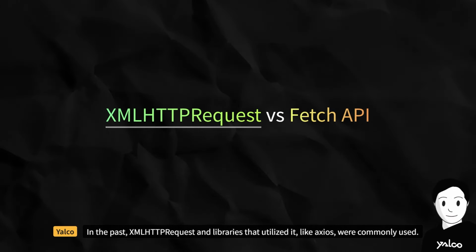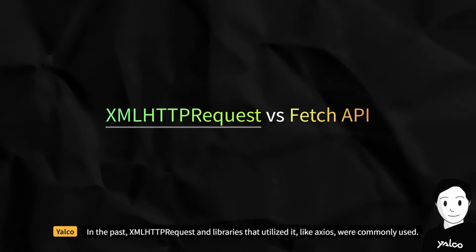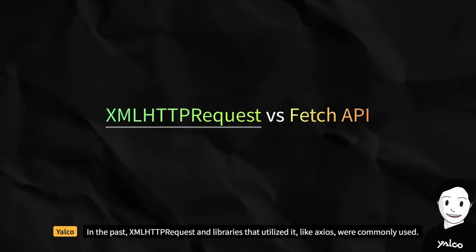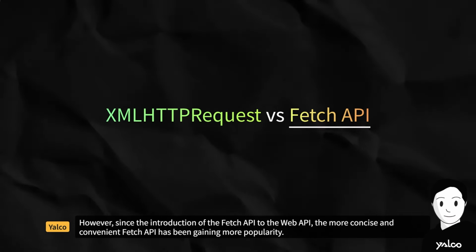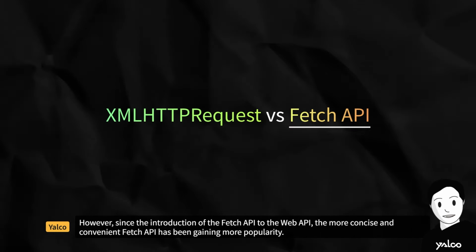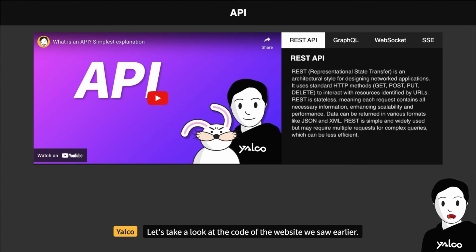In the past, XMLHTTPRequest and libraries that utilized it, like Axios, were commonly used. However, since the introduction of the Fetch API to the Web API, the more concise and convenient Fetch API has been gaining more popularity. Let's take a look at the code of the website we saw earlier.